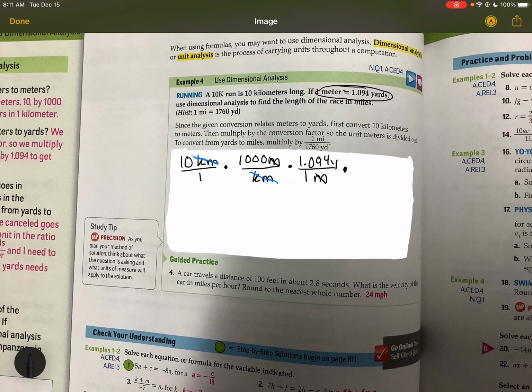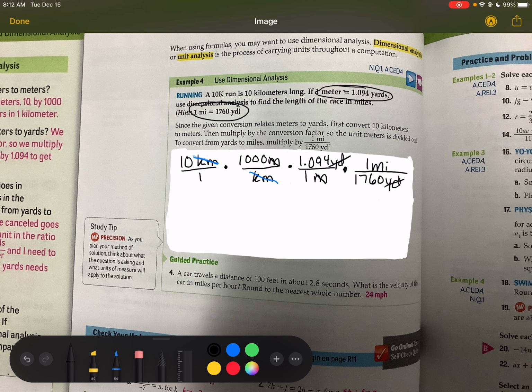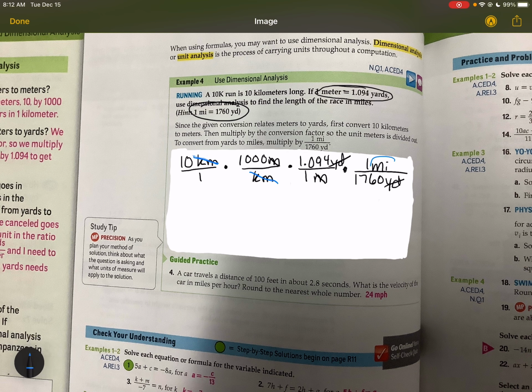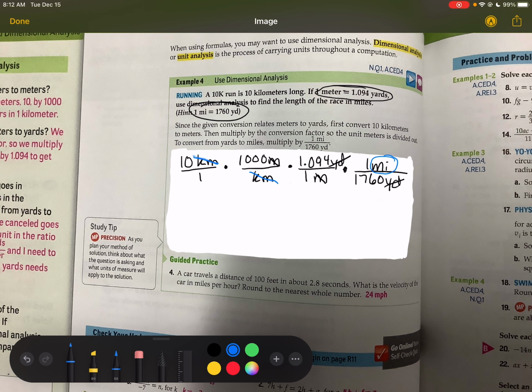For the next part, though, because I still want this in miles, I'm told that 1 mile is 1,760 yards, so 1,760 yards. So again, I want my yards to cancel, so now I'm going to put that in the bottom, 1,760 yards. So that way my yards cancel. And then 1 mile here on the top, because I want to be left over with miles. I want those miles to be what I'm left with. So that is why I'm canceling all of those out, and that is what I am left over with at the end here.